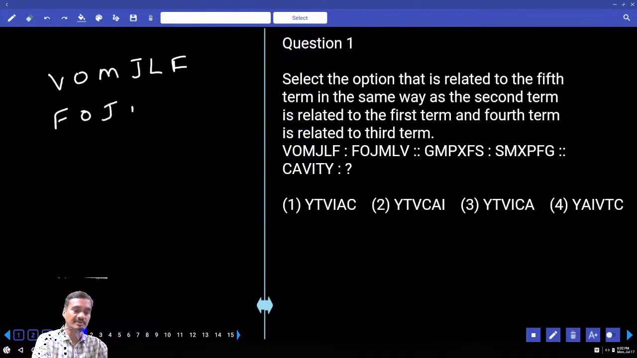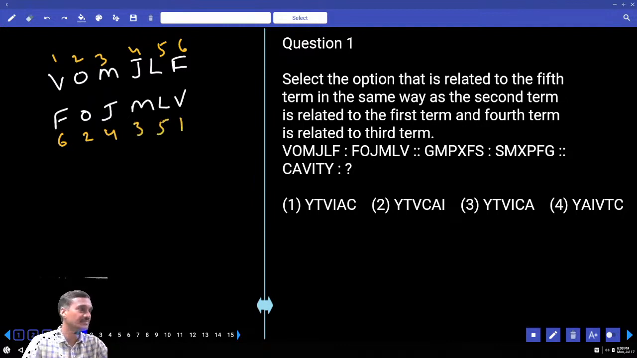FOJ MLV. That means if you give the numbering to these elements 1, 2, 3, 4, 5, 6, then what are the letters we have? 6, 2, 4. Next one 3, 5, 1. Clear? Irrespective of the place values of them, they were written in this way. And similarly, what is the code to the word cavity?